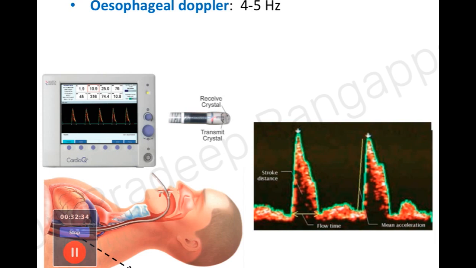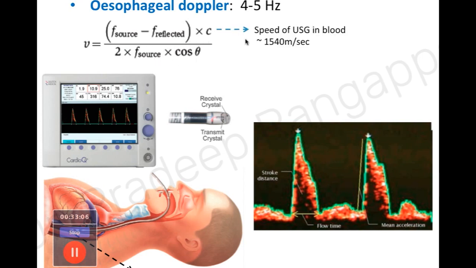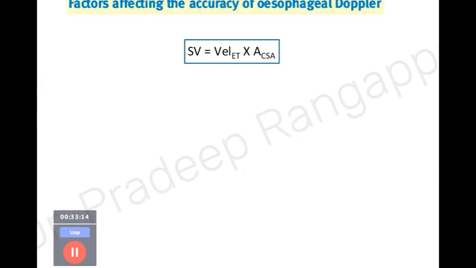Then esophageal Doppler is another easy technique to calculate cardiac output, and this also gives continuous cardiac output. This typically is done in the UK, where Dopplers are put into the esophagus. So we put an esophageal Doppler with 4 to 5 hertz into the esophagus, and that gives you these stroke volume measurements. It is calculated by F source, the frequency from the source, and this is the reflected frequency, and cos theta is the angulation. C is the speed of ultrasound in blood, which is 1540 meters per second. Cos theta is the angle of insonation of the esophageal Doppler.